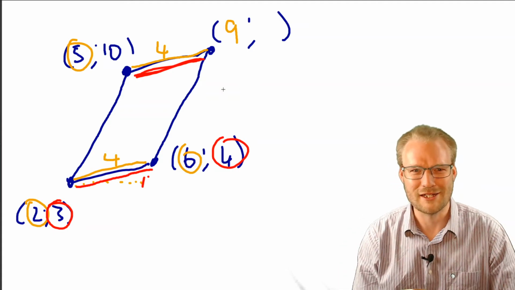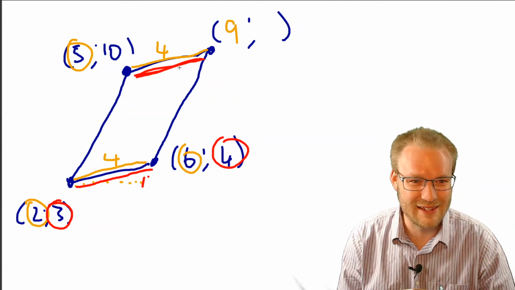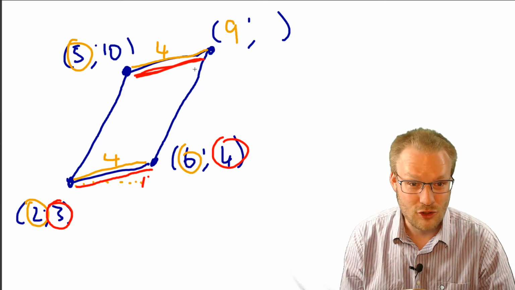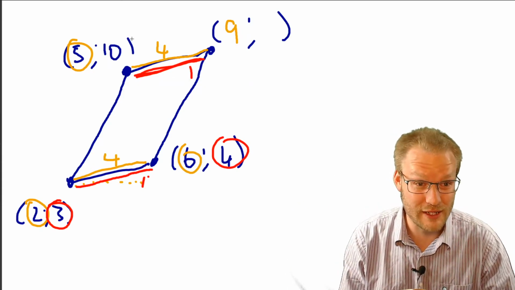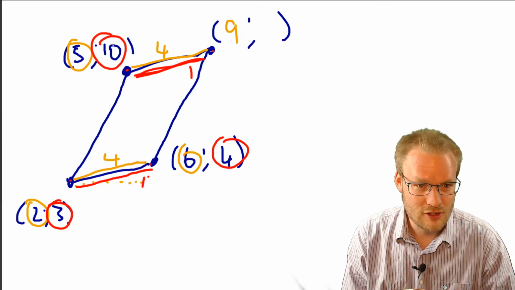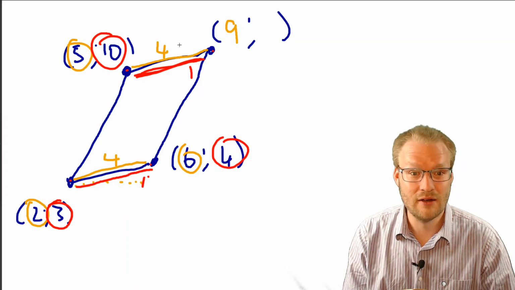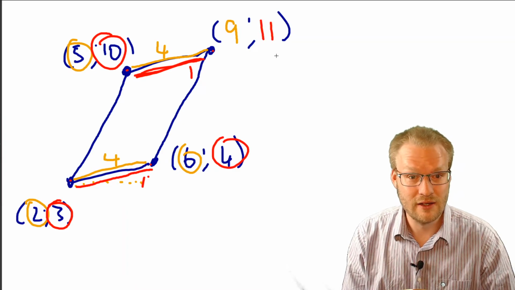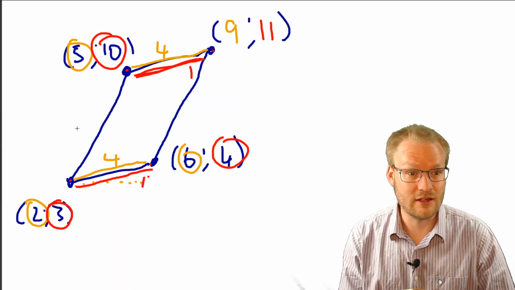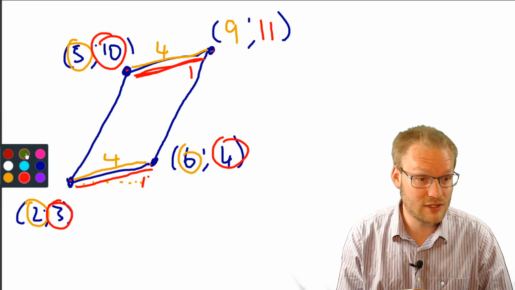I'm getting all excited here. So the y length here must also be 1. How far up it's gone between this point and this point must be the same as from this point to this point. So from 10 we must go up by 1, so it must be 11. And there we go.